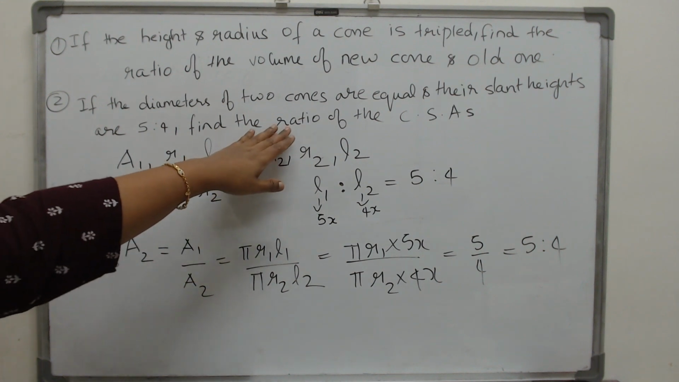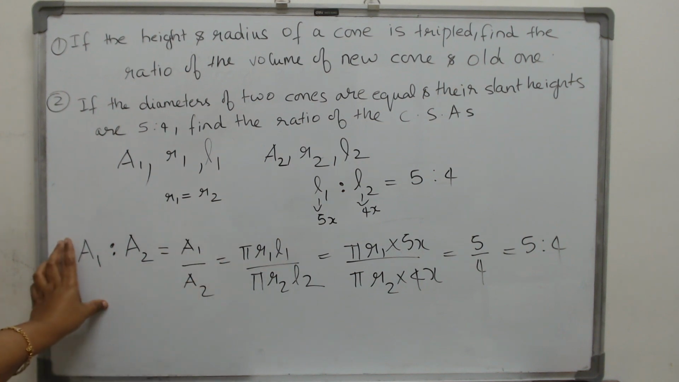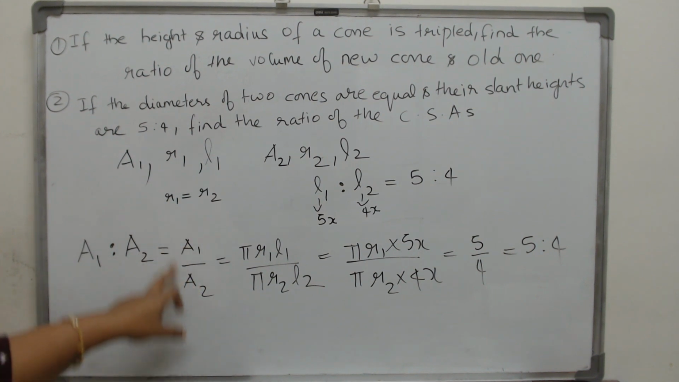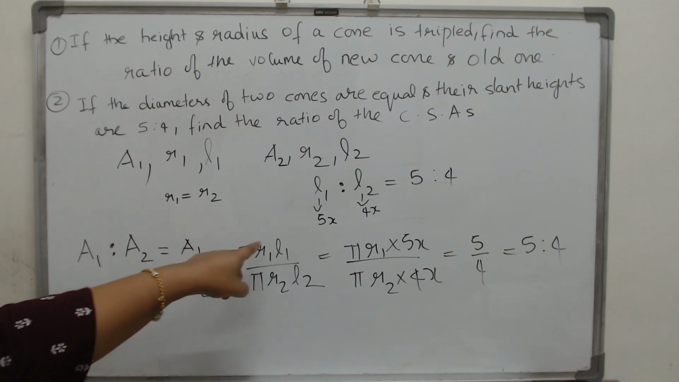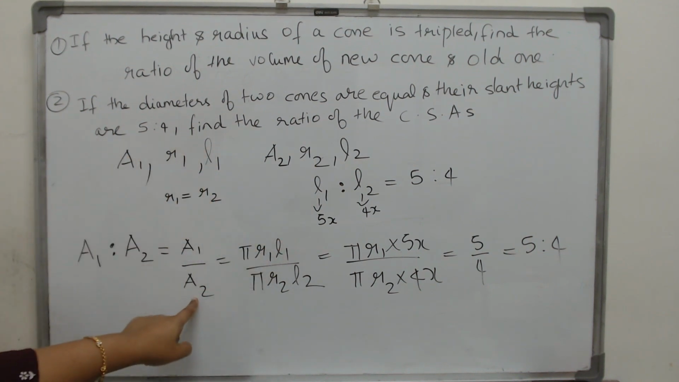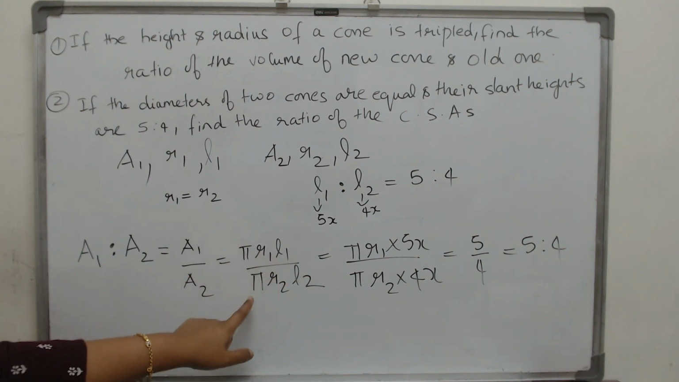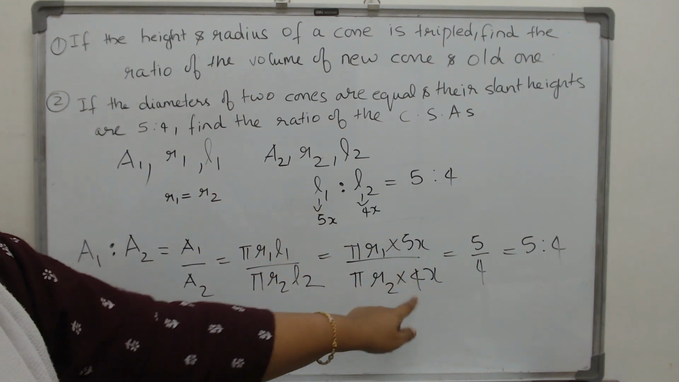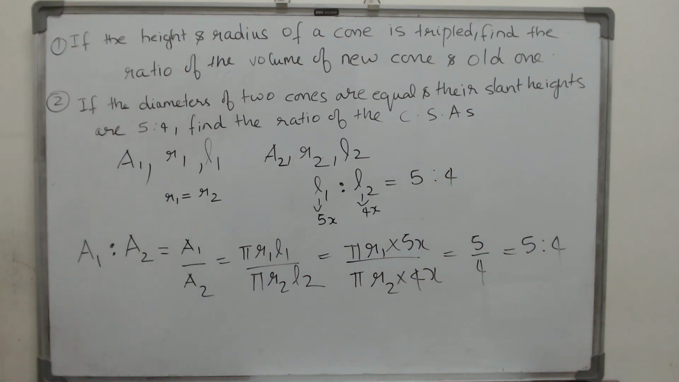Now what you have to find is the ratio of the curved surface areas. There are two different surface areas, A1 and A2. Their ratio can be written like this or in this form also. It is the same. I will write it in this form. What is A1? Pi R1 L1. These are the dimensions. A2 is pi R2 L2. But then R1 and R2 are same. Pi and pi get cancelled. R1 and R2 get cancelled. L1 is 5x. L2 is 4x. So you end up with 5 by 4 or in other words 5:4. That is the ratio of the two curved surface areas.